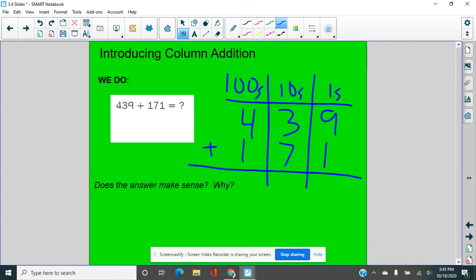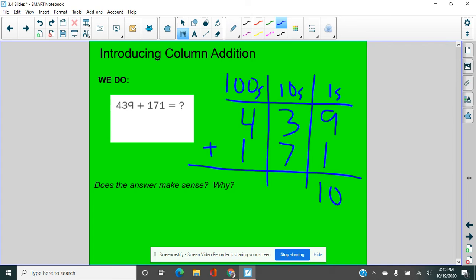We are starting with the ones, over here on the right. What is 9 plus 1? 9 plus 1 is 10. So, am I going to write a 10 like this? Am I going to do that?